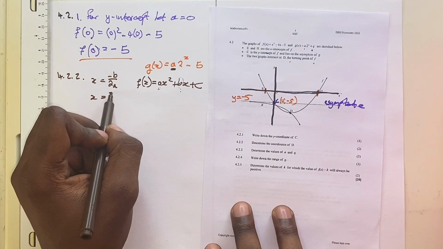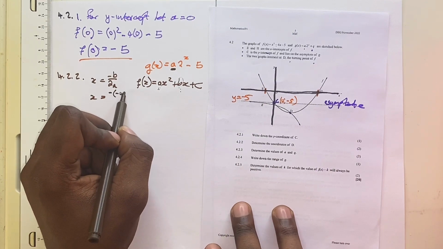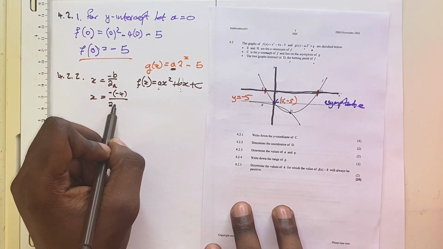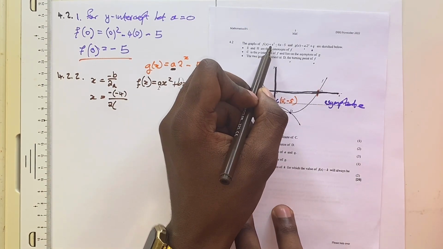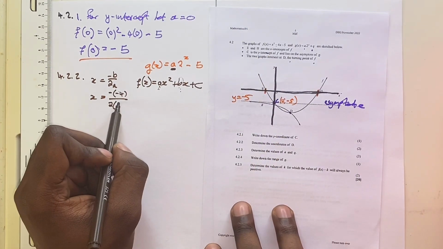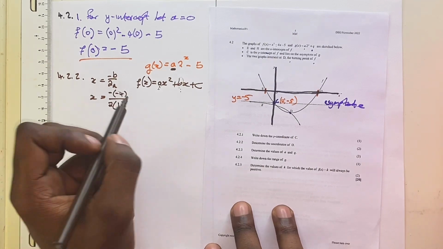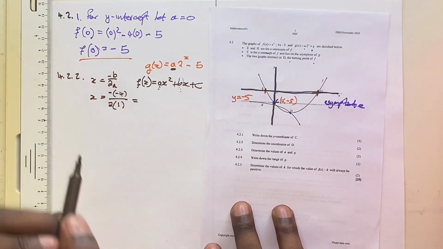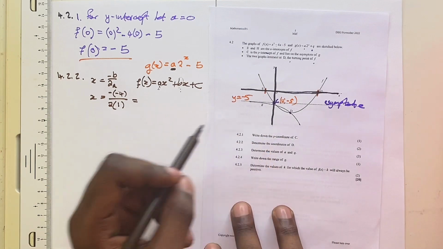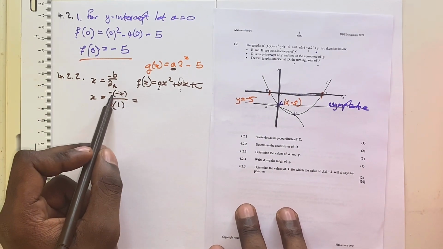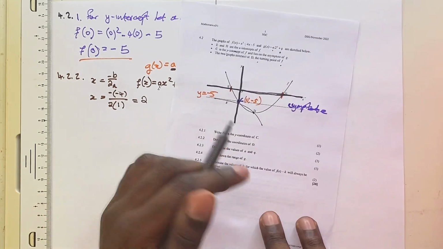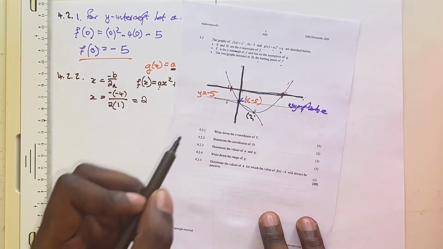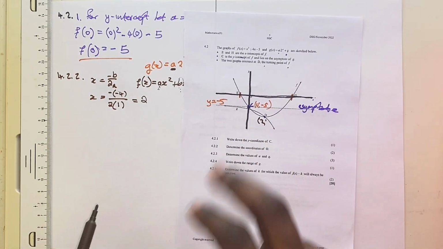Therefore, I will substitute here and say negative b over 2a, with b being minus 4, over 2 into a. What is a? a here we can see is the coefficient of x squared. Therefore, it is equal to 1. So my x-coordinate at the turning point there is equal to positive 4 over 2, which is 2. So the x-coordinate is 2.